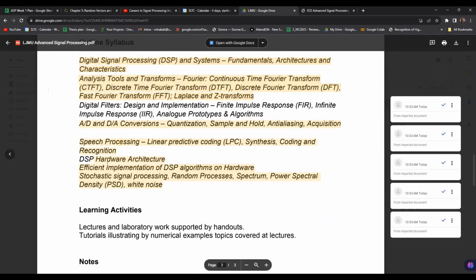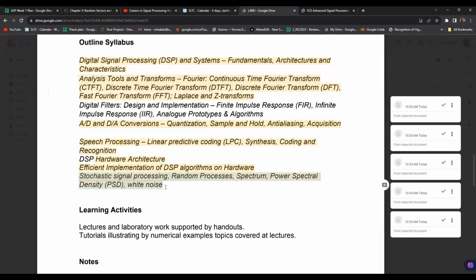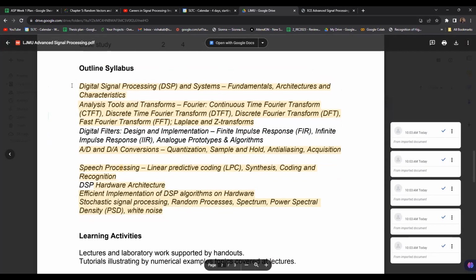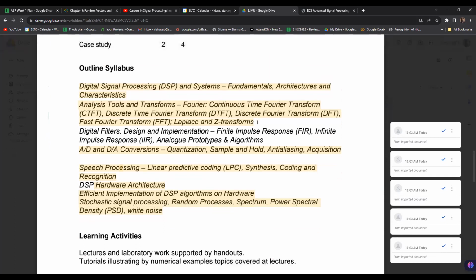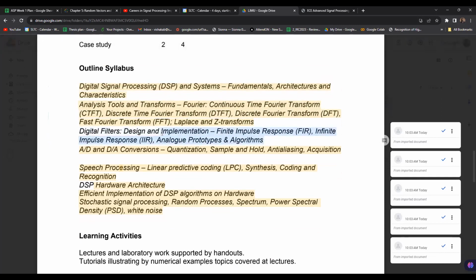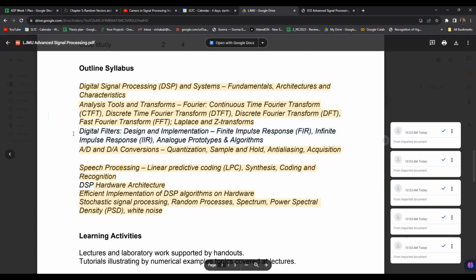Currently we are doing stochastic signal processing: random processes, spectrum, power spectral density, white noise. As we progress, we will discuss Z transforms and Laplace transforms, most probably next month. Then I will cover digital filters, the FIR and IIR filters, which we have in both ECE and LGMU.